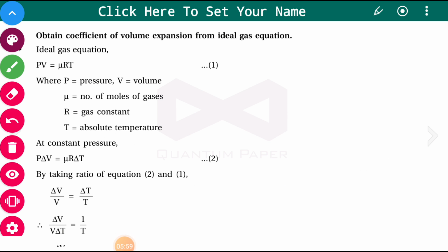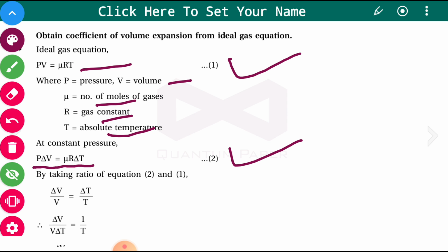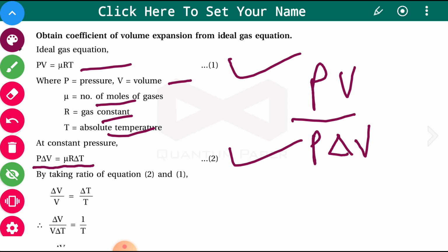Now we shall find the coefficient of volume expansion from the ideal gas equation. We have the ideal gas equation, PV is equal to mu RT, where P is pressure, V is volume, mu is the number of moles, R is the gas constant, and T is absolute temperature. Now at constant pressure, P delta V is equal to mu R delta T. If you change the temperature, the volume changes; that volume change is delta V and the change in temperature is delta T. Now if you take the ratio of 1 and 2, then PV upon P delta V will be equal to mu R T upon mu R delta T. So P will be cancelled out.